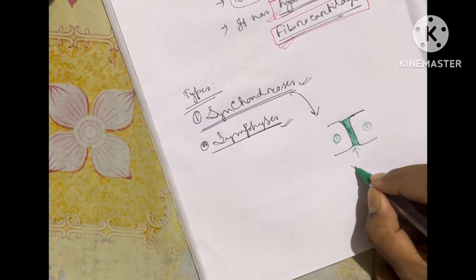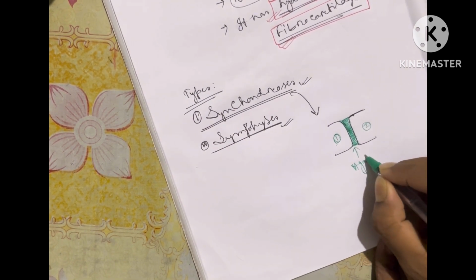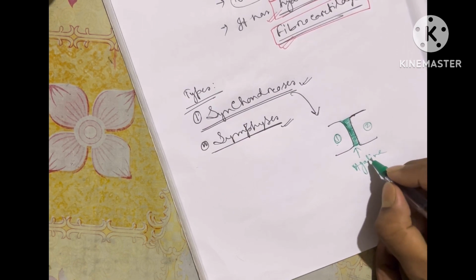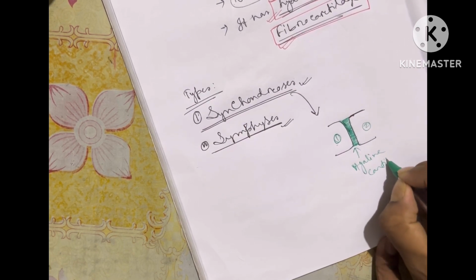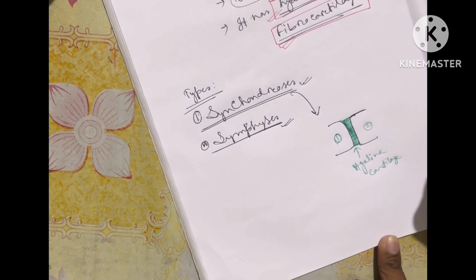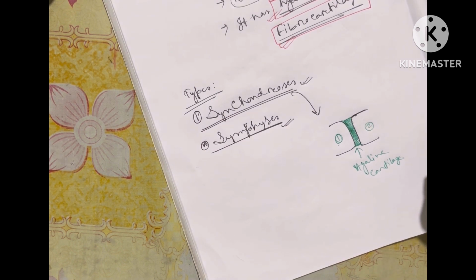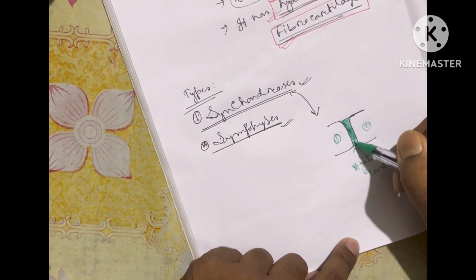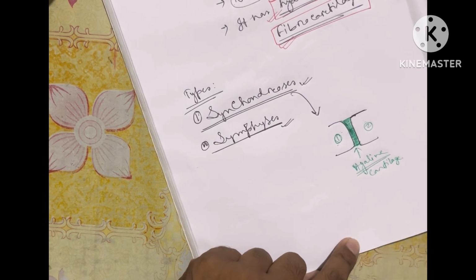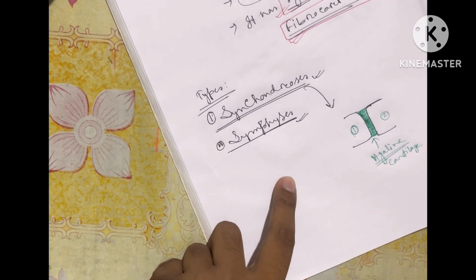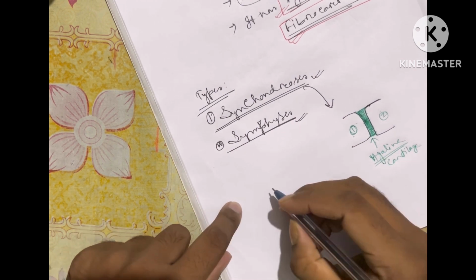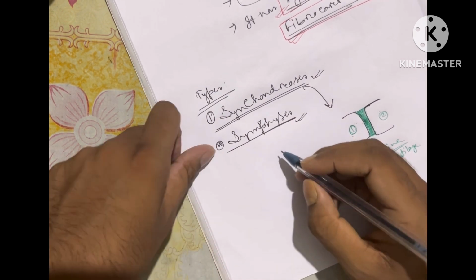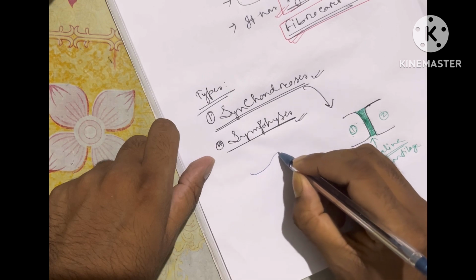So this is the hyaline cartilage. These kinds of joints are called synchondrosis, where two different bones are connected with the help of a hyaline cartilage. One of the major examples of this kind of joint we can give is the connection of epiphysis and diaphysis.